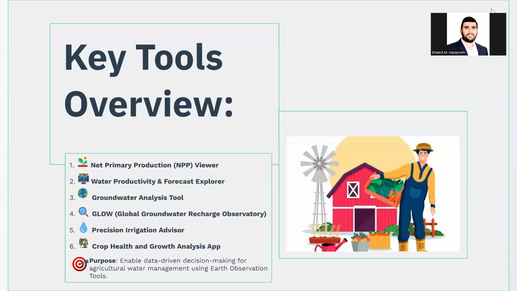Right. So as you can see, the tools started from what we call indicators related to production, and even tools that you can use as applications for scheduling or fertilizer application. And the end goal, the ultimate goal, is to enable this kind of open source tool to provide informed, data-driven decision making for agricultural water management.